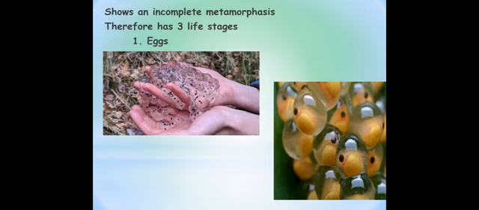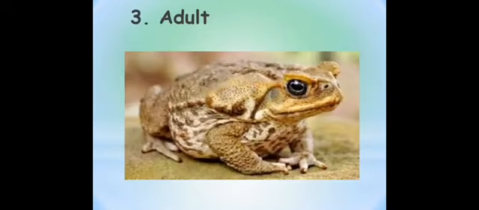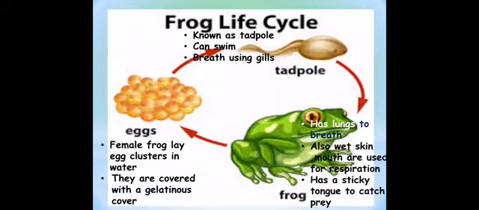First stage is eggs. You can see how frog eggs look. Second stage is nymph. That is also called a tadpole. It has several substages until it becomes an adult frog. Last stage is the adult. This is the summary of the frog's life cycle.